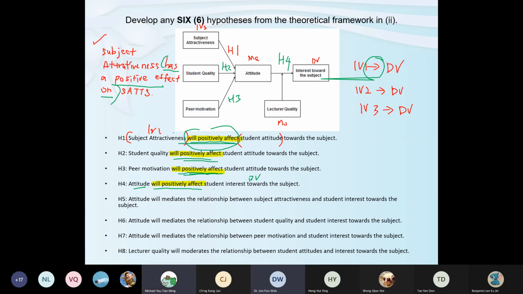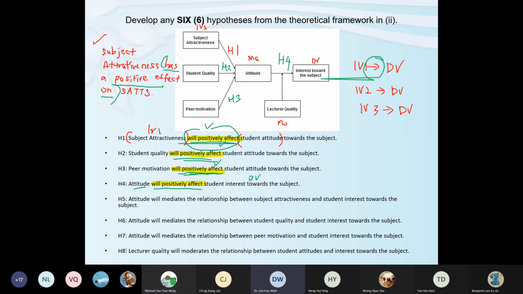Will positively affect between the variables. I don't care if you are the DV, IV, or mediating variable, but I will write "will positively affect." This box will positively affect this box. If you remember this concept, this formula, definitely you will score in your final exam.